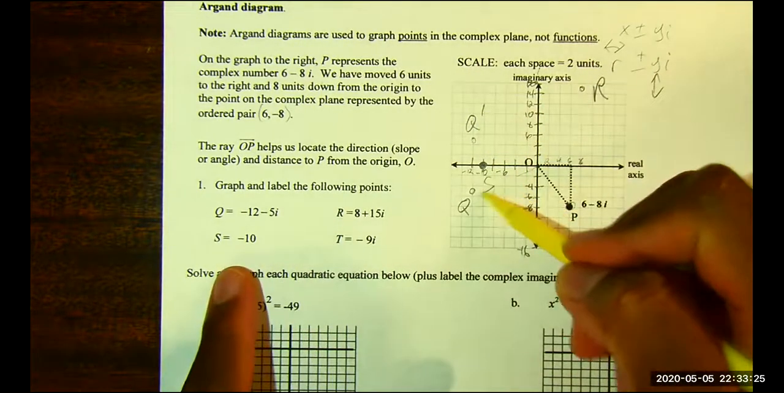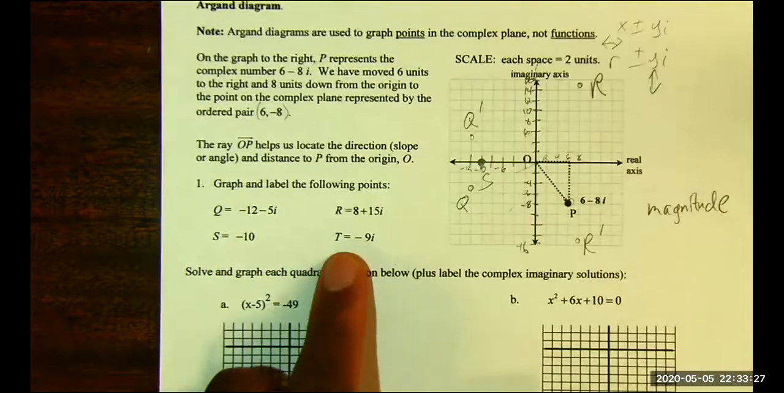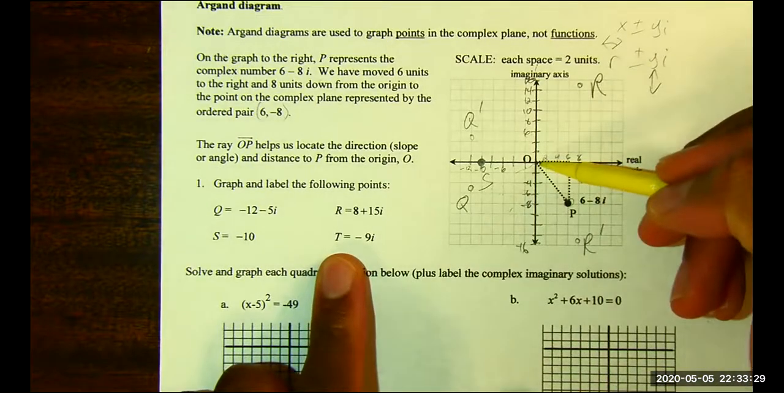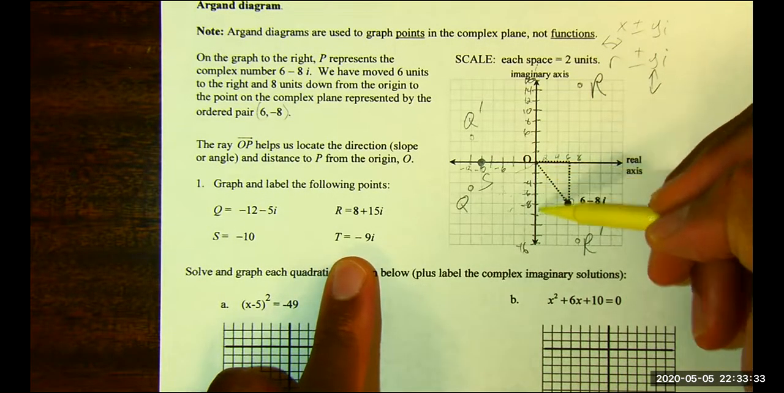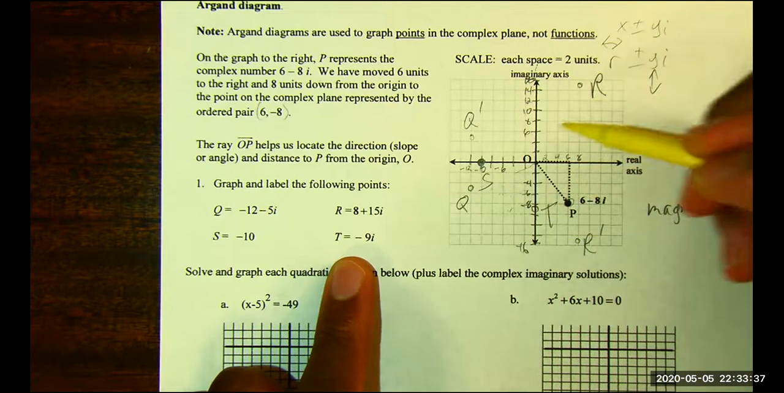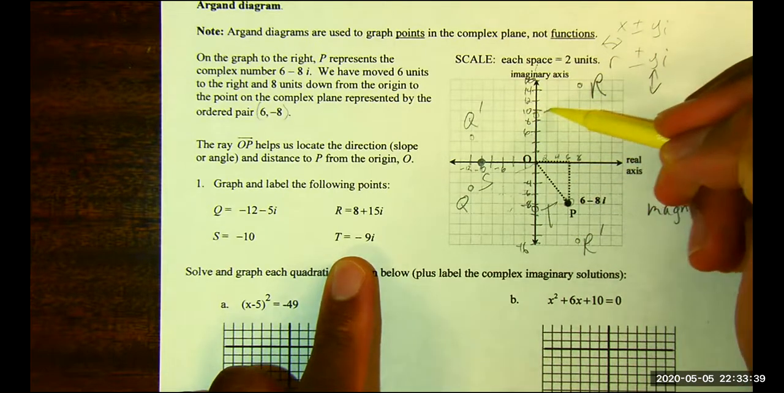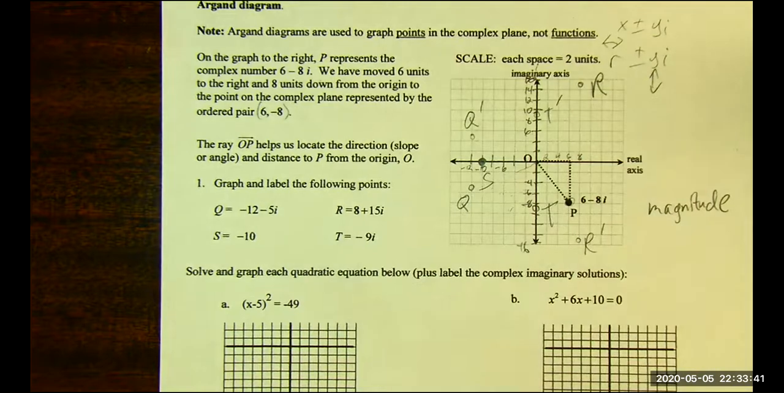This is S. S is real, so there's no need for that. T. The real number part is 0, so we don't move left or right at all. And we go down to -9, open circle. This is T. If you want its twin, T prime. There you go, it's so simple.